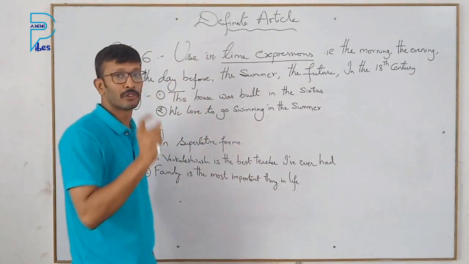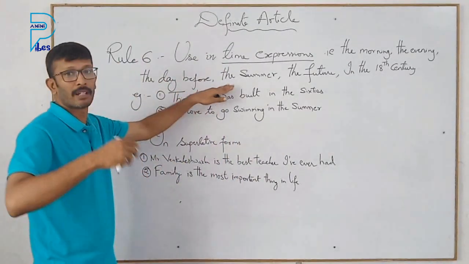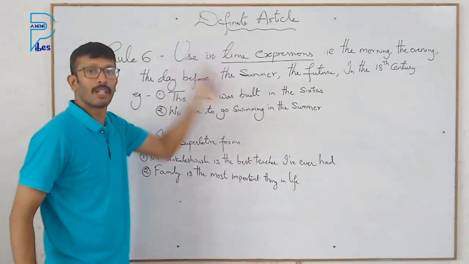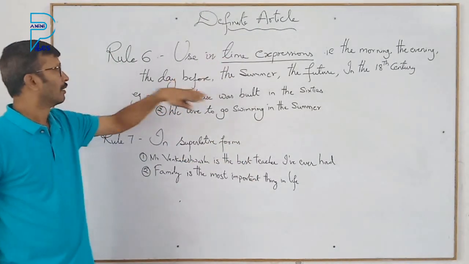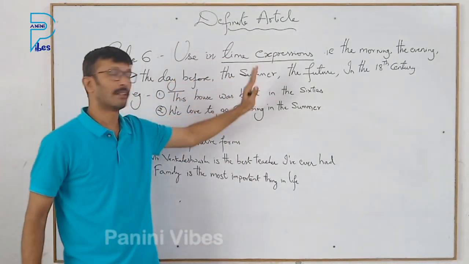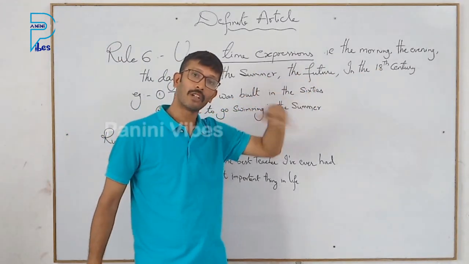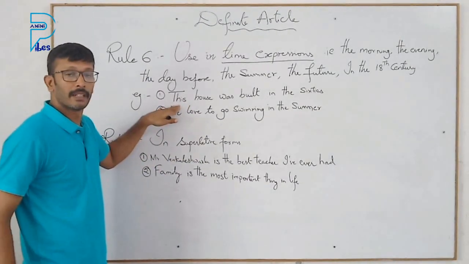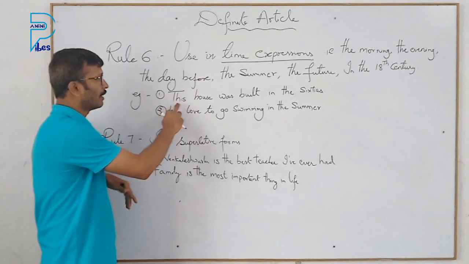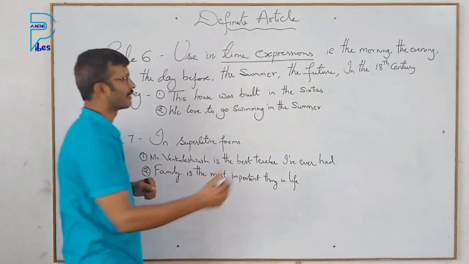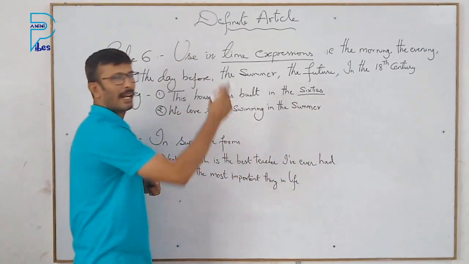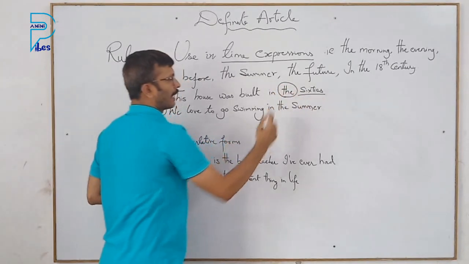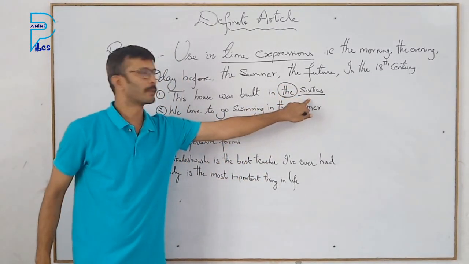So whenever we are mentioning the period of time or the specific season or month, then we use the as the time expression. The day before, the summer, the future, in the 18th century or in the 60s. So likewise, let me explain in the form of example. This house was built in the 60s. See, here 60s is an expression of time. So I have used the as definite article for the time expression before.